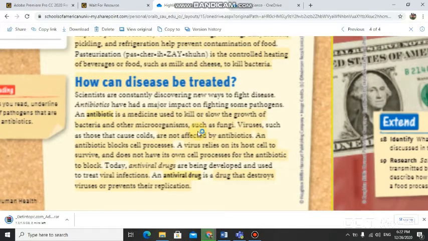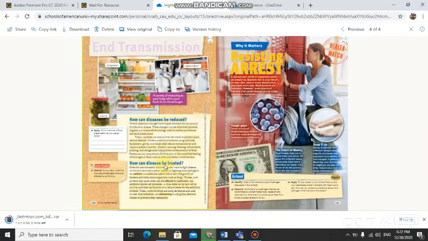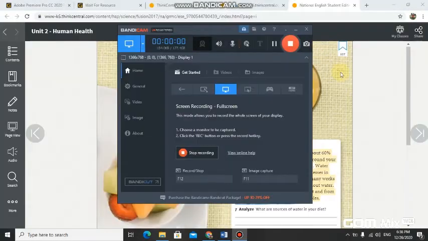Some diseases that can be treated with antibiotics are sore throat, athlete's foot, tuberculosis, sinus infection, and some skin infections that are caused by bacteria. But for viral infection, we can treat them with antiviral drugs or by vaccines. So that's all for the infectious diseases.